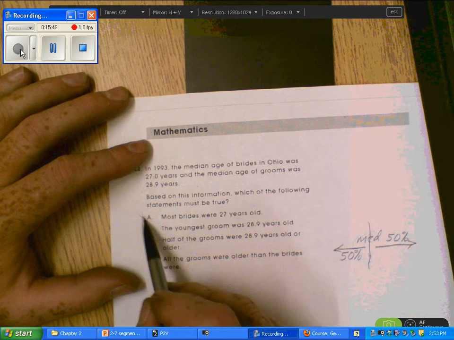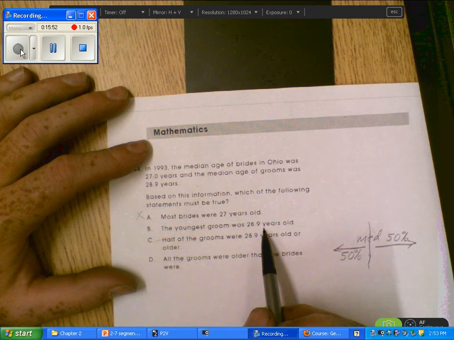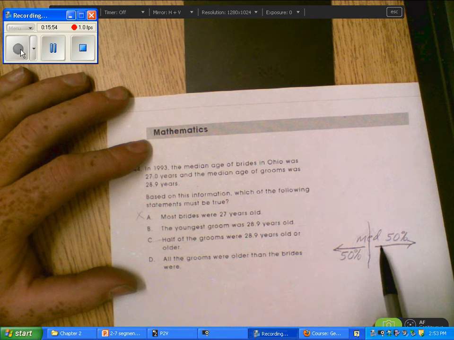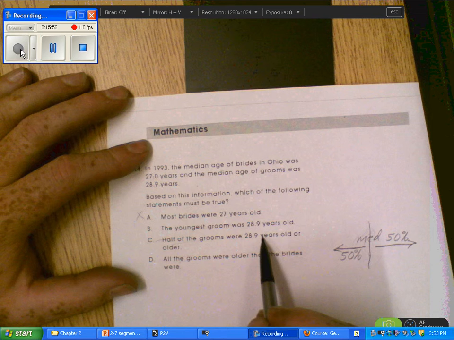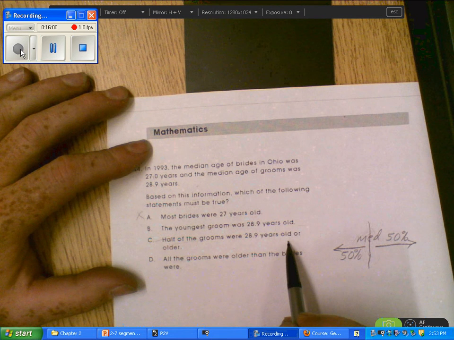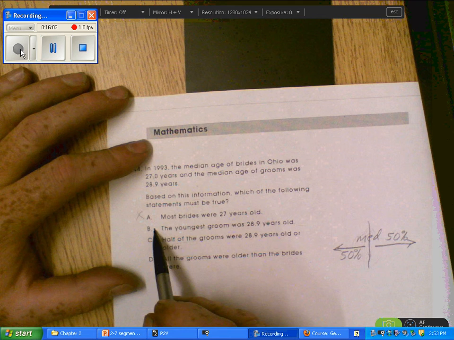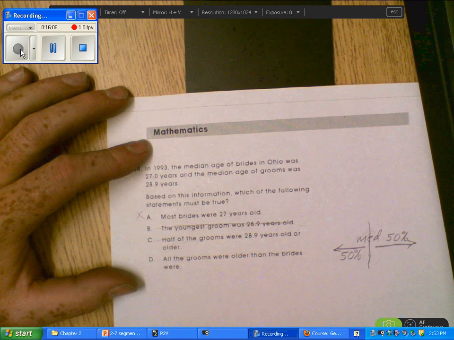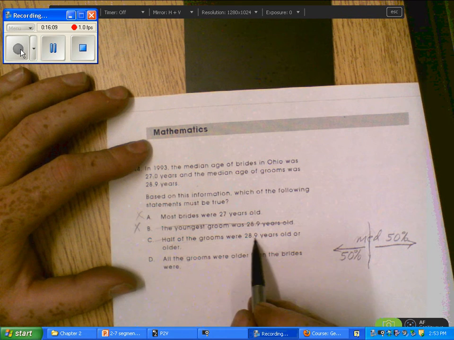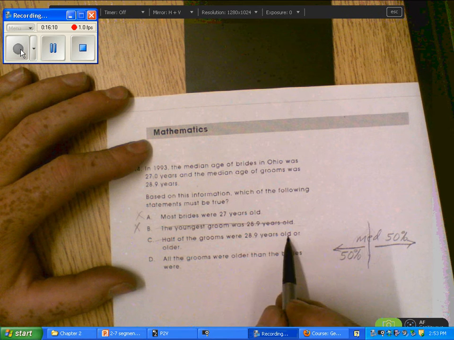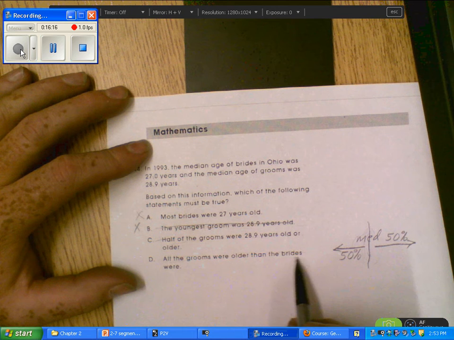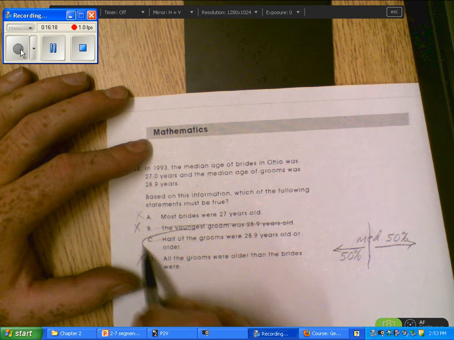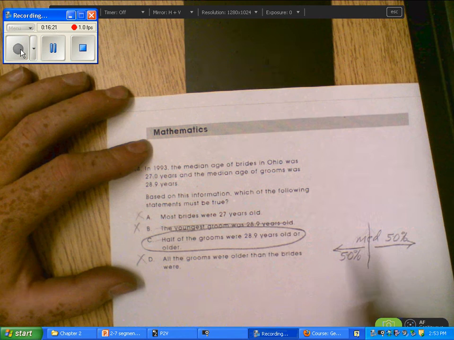So let's do this. The youngest groom was 28.9. We know that's not true because that was the median age. It could be the youngest age, but not necessarily. Probably not. Half of the grooms were 28.9 years old or older. Maybe. All the grooms were older than their brides. We don't know that one. So C, because 50% would be that age or older and 50% would be that age or younger.